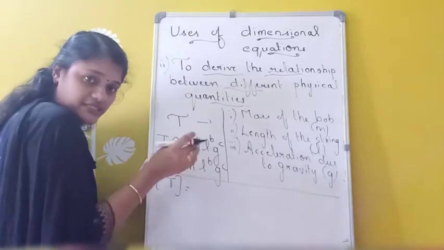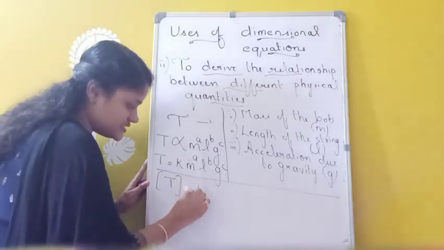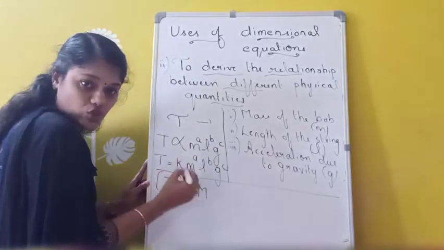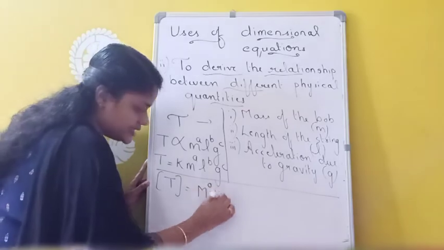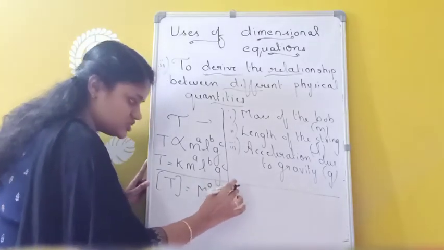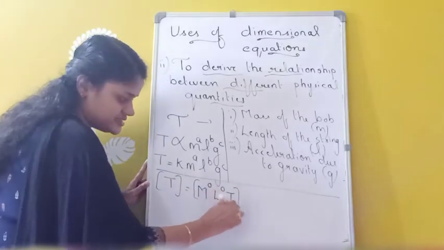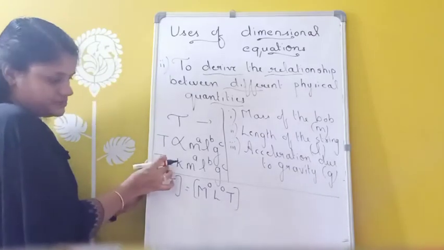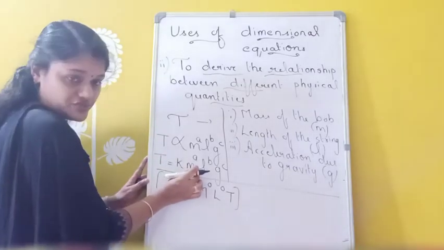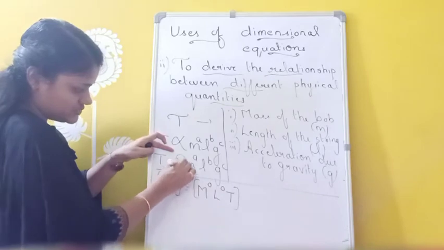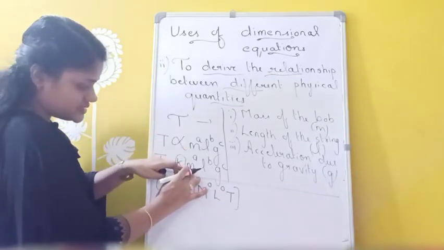But if you are writing in terms of M, L and T, what is the power for M here? Here there is no M, so M raised to 0, L raised to 0 and T raised to 1. That means simply we can write it as T. So this is the dimension of which one? Time period. Similarly, I want to find the dimension of the right hand side. This k is a constant, so we can leave the constant now. Next we have mass.